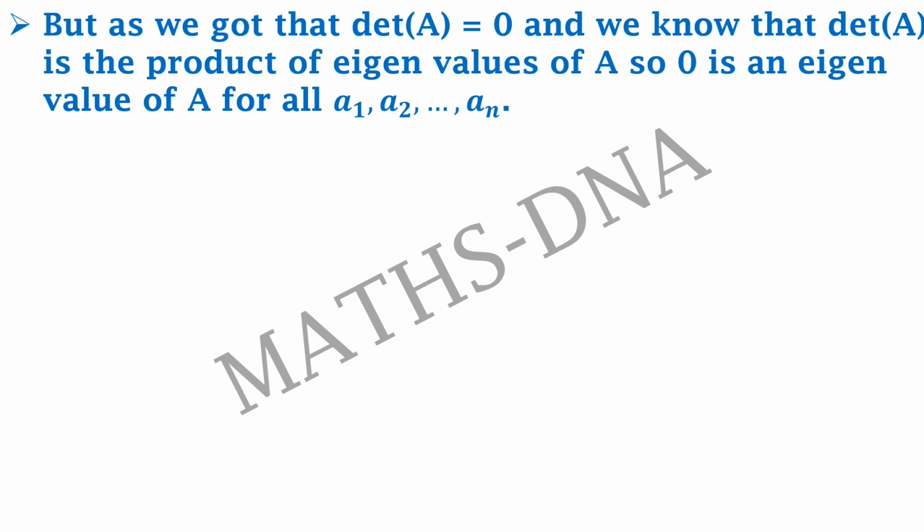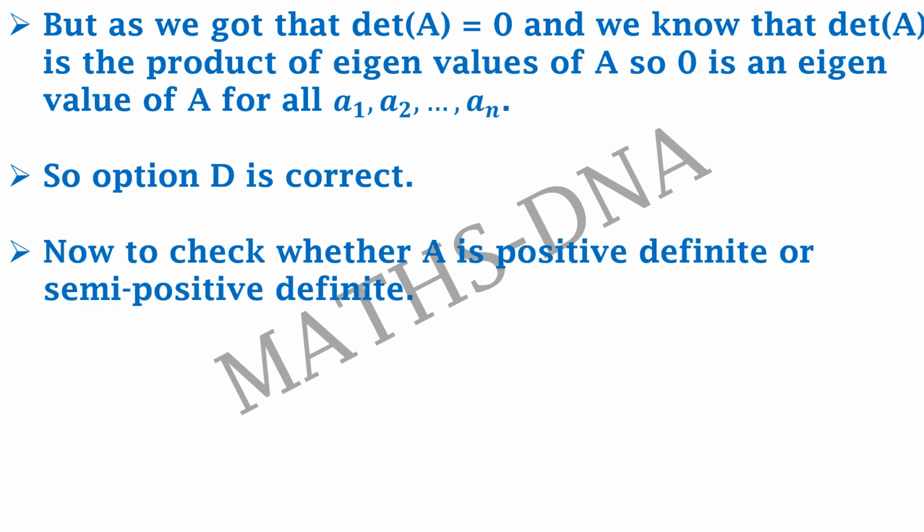Moving on, we know that the determinant of A equals 0 and the determinant is nothing but the product of eigenvalues, so 0 must be an eigenvalue of A for all a1, a2, ..., an, and this makes our option D correct, which says that 0 must be an eigenvalue of A. So option D is correct.